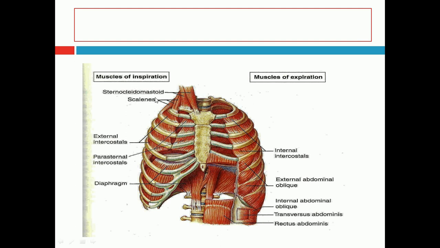Here you can see scalene muscles. These are attached to the first 2 ribs, while here the sternum and mediastinum are attached to these muscles, and this is the diaphragm. You can see these are internal intercostals, and here you can see external intercostals. So these are the muscles of inspiration and these are the muscles of expiration.